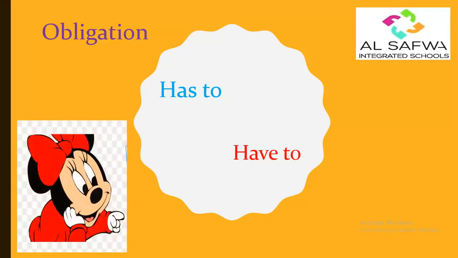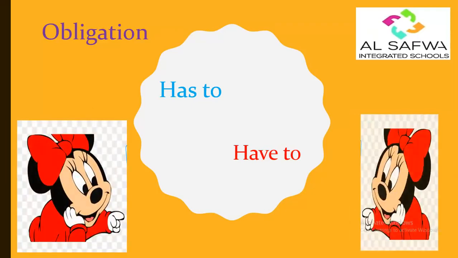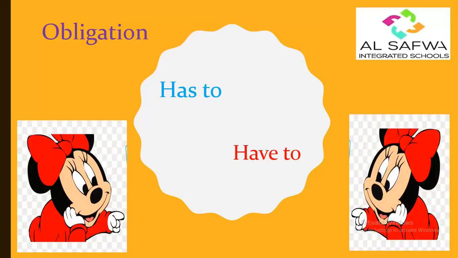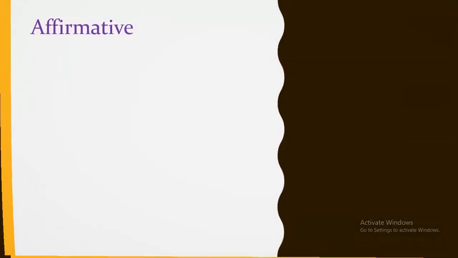Today we are gonna have a new grammar lesson that talks about the usage of has to and have to. We usually use has to and have to in order to talk about obligation and things that are necessary to do, or to give advice about things that are a good idea to do. Okay, as usual, we start with the affirmative form.